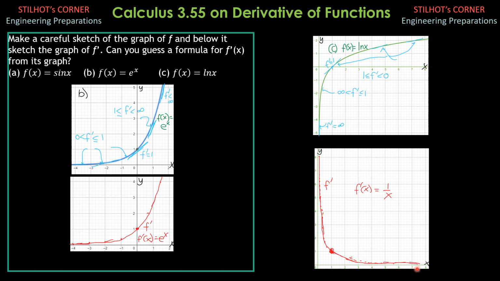And to guess its formula for f prime of x: 1 over x is positive infinity when x is almost 0 but just to the right. When x is 1, it is also 1. And when x approaches infinity, it is 1 over infinity, which is almost 0 but still positive. So this is the guess for the formula for f prime of x for part C.